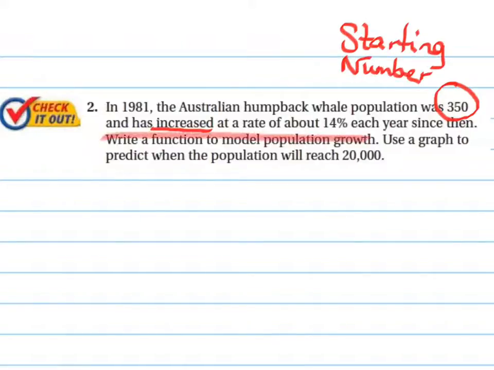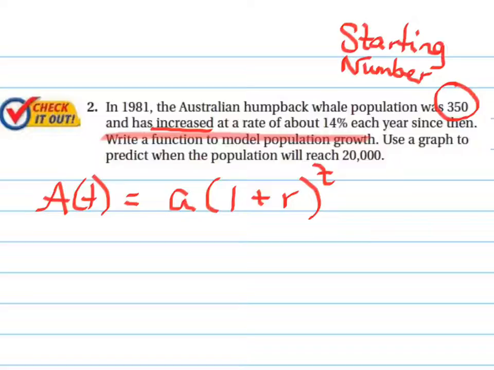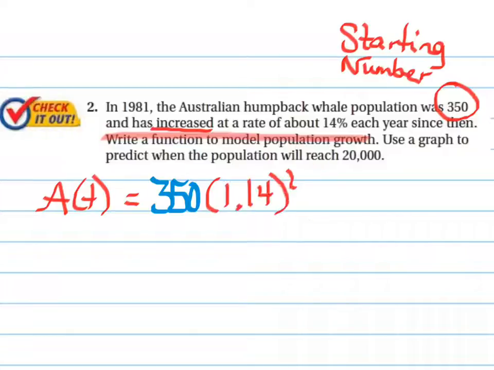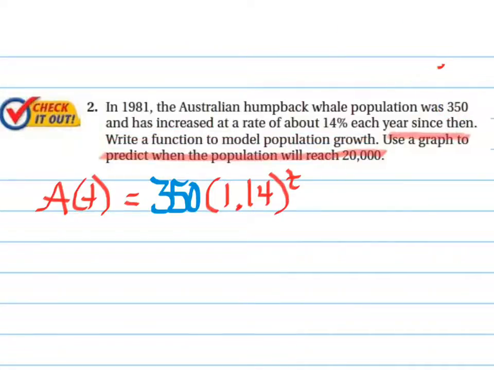the equation A of t equals a times 1 plus r raised to the t power. We know that small cap a stands for the starting amount, which happens to be 350. It has increased, and so I'm going to leave that 1 plus r, but I'm going to change that r to 0.14 and then pull those two together. 1 plus 0.14 is 1.14. I want to know when that reaches 20,000. So then remember that 20,000 represents the ending number.